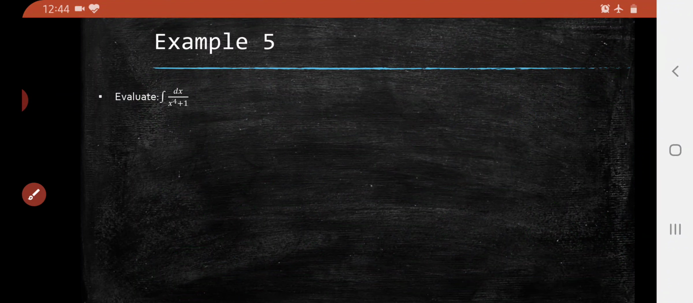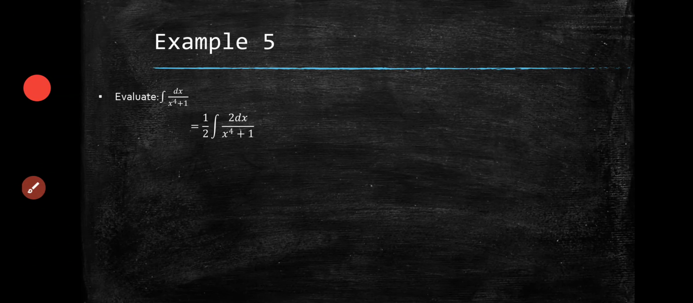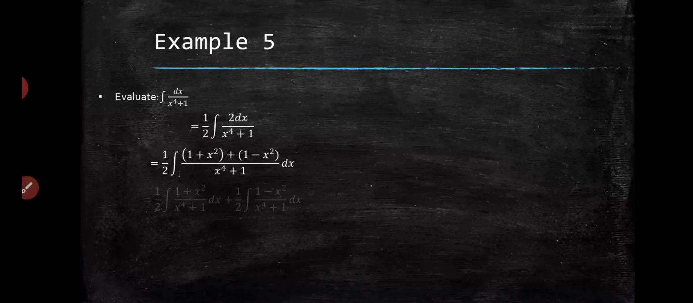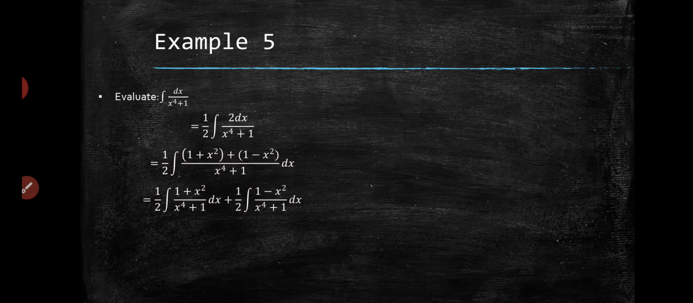So let us start. What we have done is multiply by a half and then a 2, right? Next, I will be writing this 2 as 1 plus x square plus 1 minus x square. So this is the trick that we need to apply. Once I have done so, I will separate out the integrals something like this: half into 1 plus x square by x to the power 4 plus 1, and half into 1 minus x square by x to the power 4 plus 1.